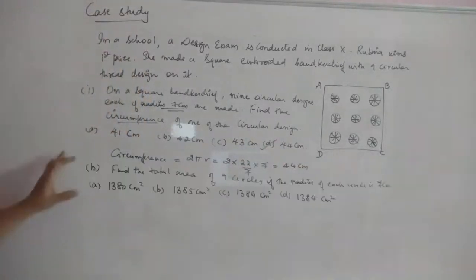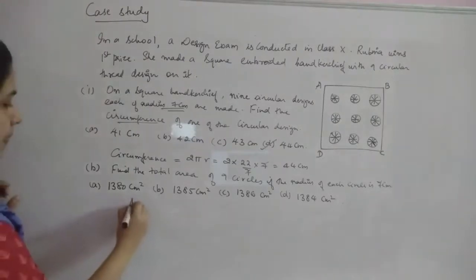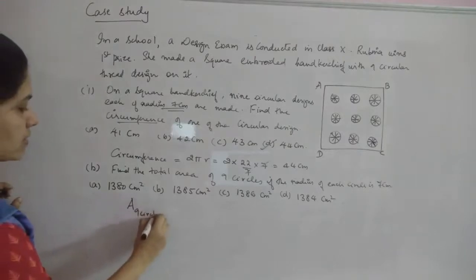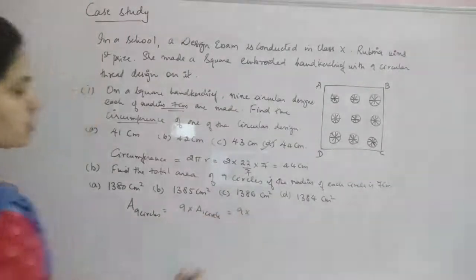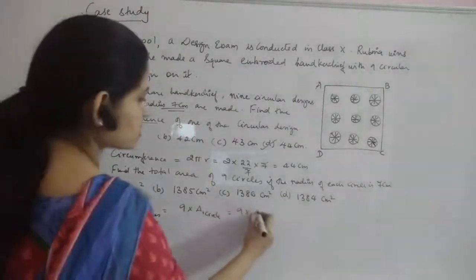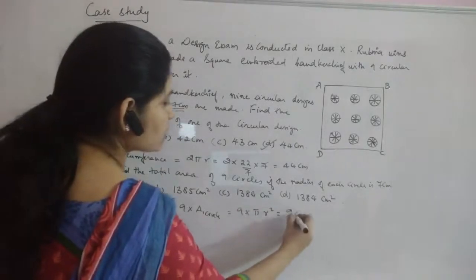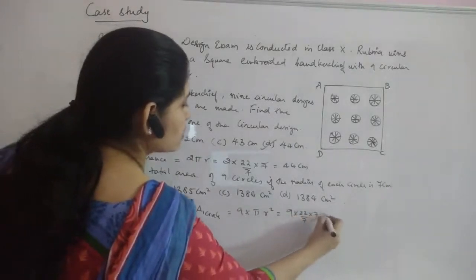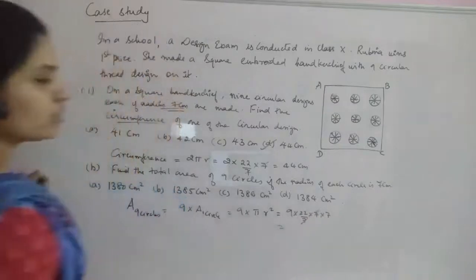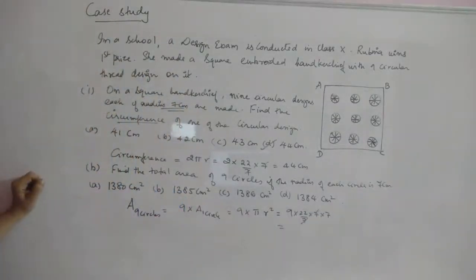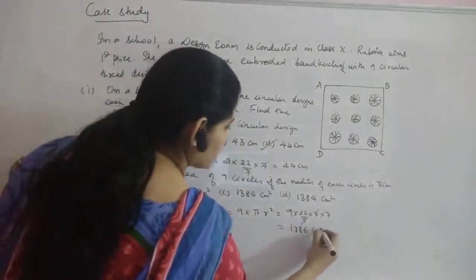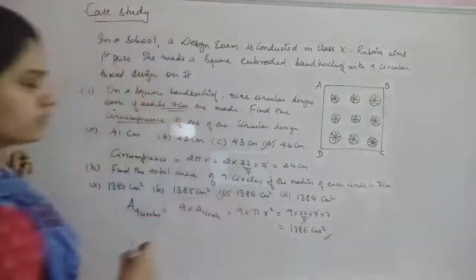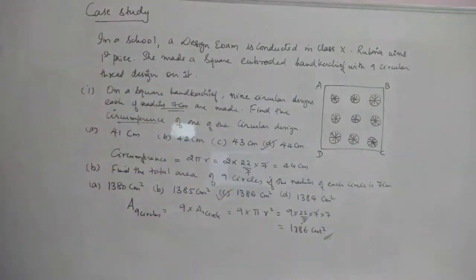Okay. So finding out the total area of 9 circles is same as 9 into area of 1 circle. So 9 into, what is area of circle? Pi r square. Just replace the values. R is given to be 7. So it is 9 into 22/7 into 7 square. Will give you the answer as, how much you got? 1386 centimeter square. So the option C is the correct answer.